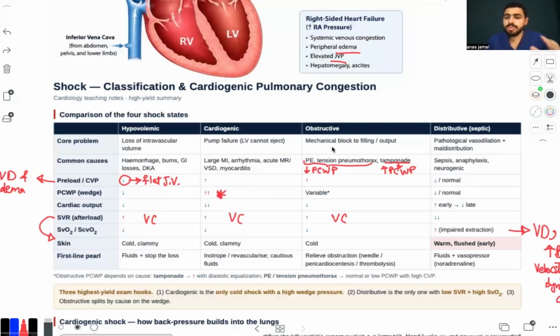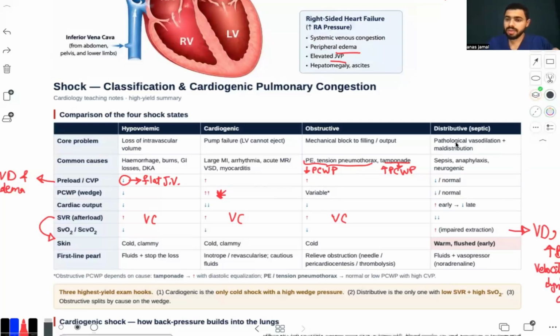Obstructive shock is due to mechanical block to either filling the heart or the flow of the cardiac output. Pulmonary embolism blocks the right side of the heart from delivering blood to the left side and therefore reduces the left ventricular end-diastolic volume and therefore reduces the cardiac output. Tension pneumothorax and cardiac tamponade impair the cardiac relaxation, therefore impairing the cardiac filling. The central venous pressure will be increased because there is decreased venous return to the right side. Pulmonary capillary wedge pressure will be variable, so don't depend on it.